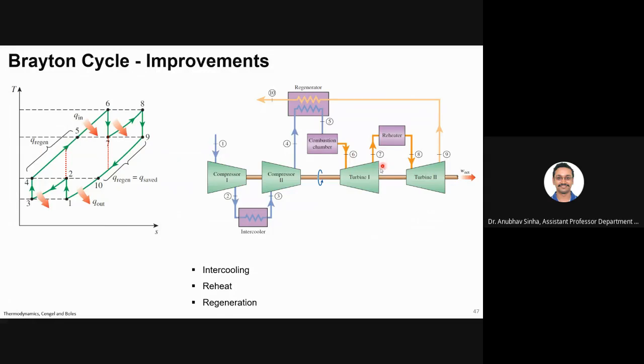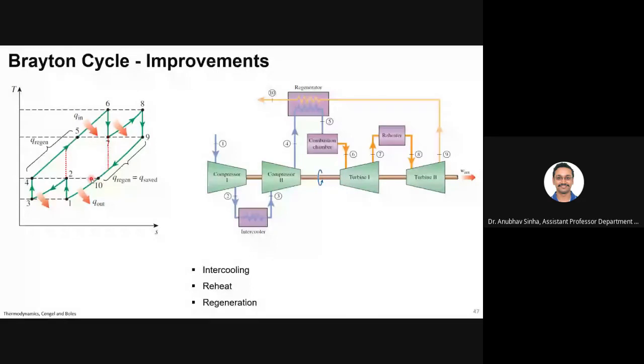Now at the exit also, instead of one turbine I can have two turbines and do reheat. If I have one turbine, it will come down from 6 to here. If I had two turbines, I can expand in one turbine from 6 to 7 and then expand again in the second turbine from 7 to 8. And then we are using a reheater here. It reheats from 7 to 8. You're supplying heat again, and then you have another turbine which will send it to the exhaust.